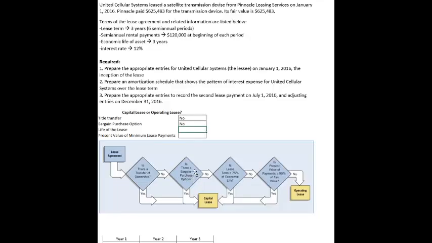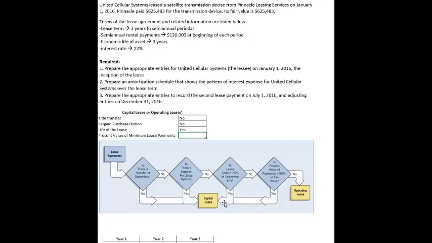So the third one says the life of the lease. You need to look at the life of the lease. How long is the lease? 3 years, 6 payments. And you compare that to the economic life of the asset, 3 years. They equal, right? So in other words, the term of the lease is 3 years, which is 100% of the life of the asset. So it is greater than or equal to 75%, so we answer yes. And that tells us we need to account for this transaction, assuming that this is a capital lease.